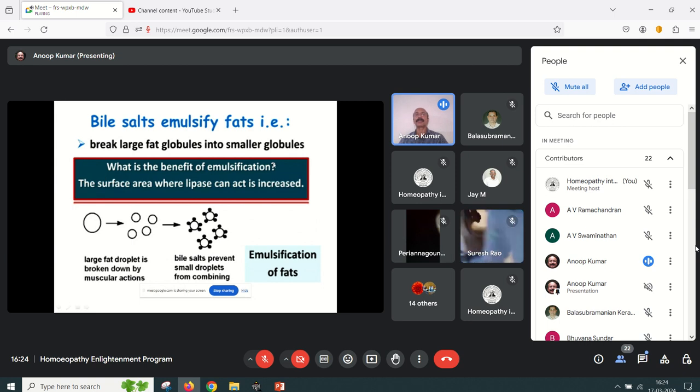What is the benefit of emulsification? The surface area where lipase can act is increased. So if it's a big ball, the area will be less, and if that ball is broken down into many small balls, then the surface area where the enzymes can act will be more, and that's how the digestion happens quickly. So like you can see, a big ball is broken down into smaller balls, and when there are smaller balls, the surface area for interaction will be more, and bile salts prevent the small droplets from coming back again to form a large ball again. So that's called emulsification of fat.